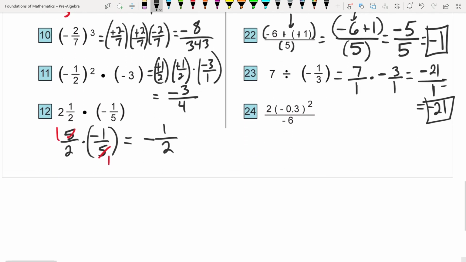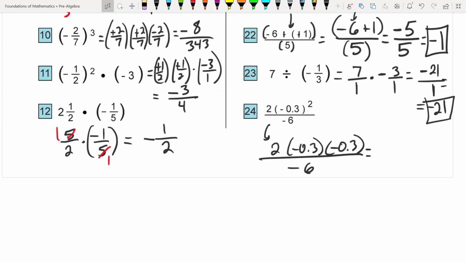Okay. First thing here, I'm going to rewrite this as negative 0.3 times negative 0.3. That's what the square does. Okay, now let's simplify the top. 2 times negative, positive times negative is negative, times another negative makes it positive. These two negatives cancel each other. We have 2 times 0.3 times 0.3, which gives us 0.18 over negative 6. Positive divided by a negative is negative, and 0.18 divided by 6 is 0.03.